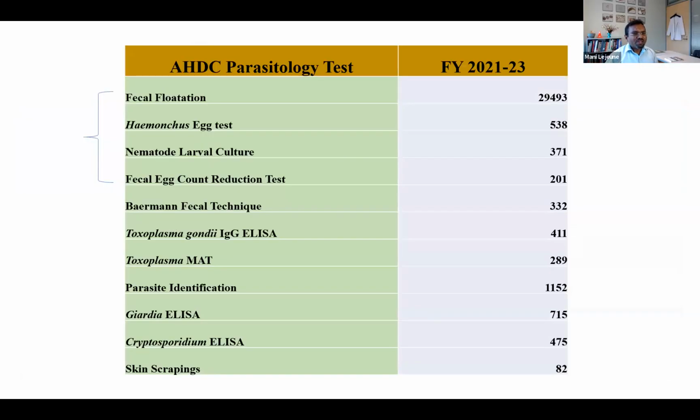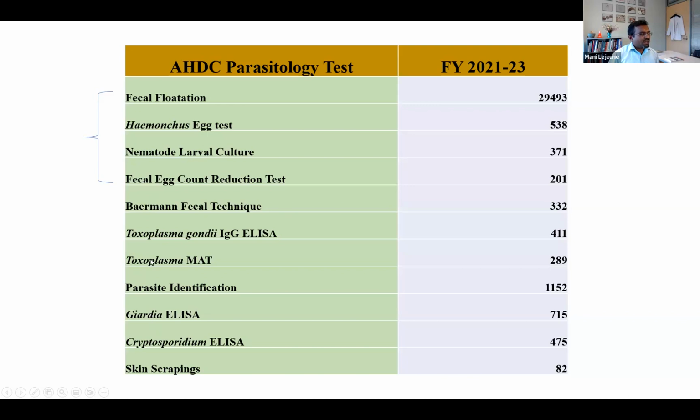All right. So at the parasitology section, we offer different assays, but I listed the ones that are related to small ruminant parasitology. The top one here is the fecal flotation test. And on this side, I have the volume for the financial years from 2021 to 2023, for the last 3 years. You might notice the fecal flotation test is the high volume test that is offered from our section. I have a list of other tests, but I'll be focusing in this talk on the first 4 tests.